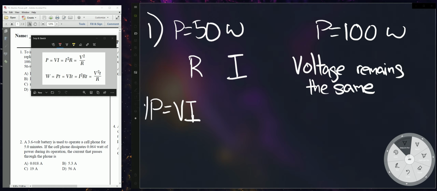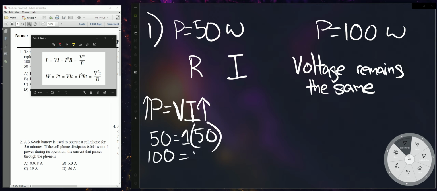Well, if you increase your power and your voltage stays the same, if V stays the same, then I must increase. So we know that if power increases, then I must increase as well. Because again, 50 is equal to 1 times 50. If we increase the power to 100, your current must also increase.